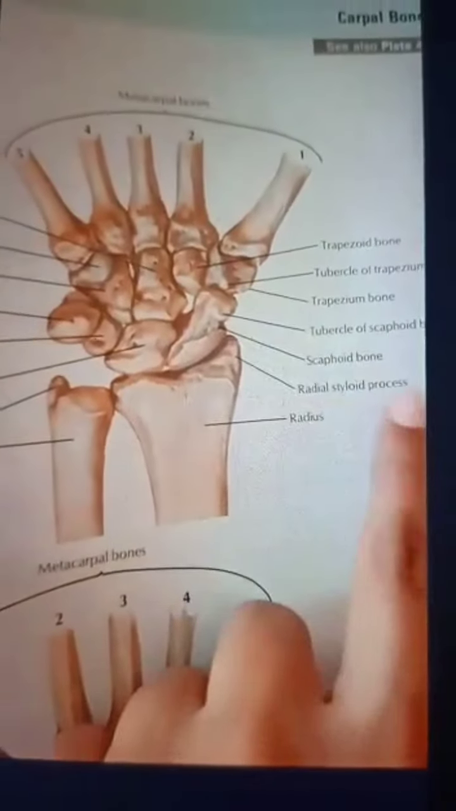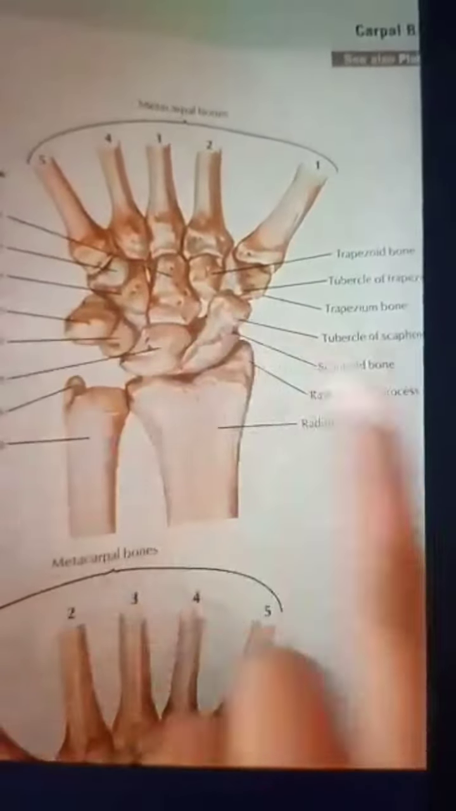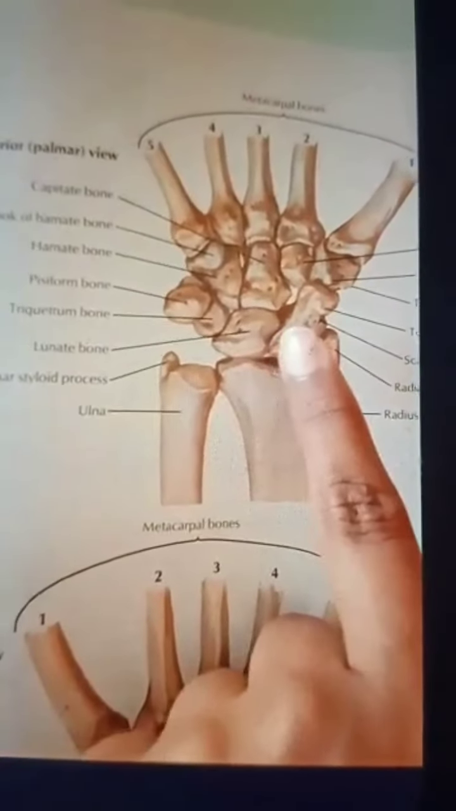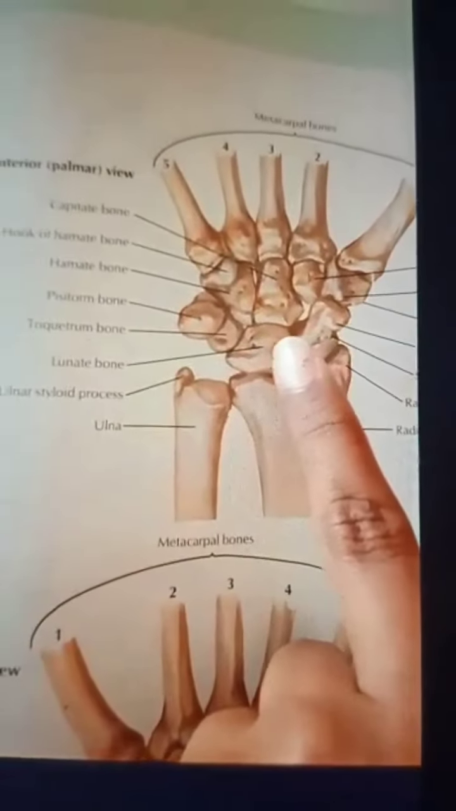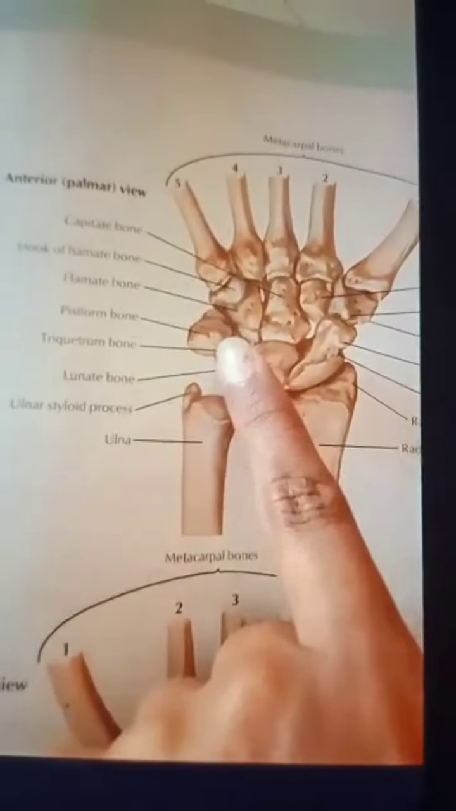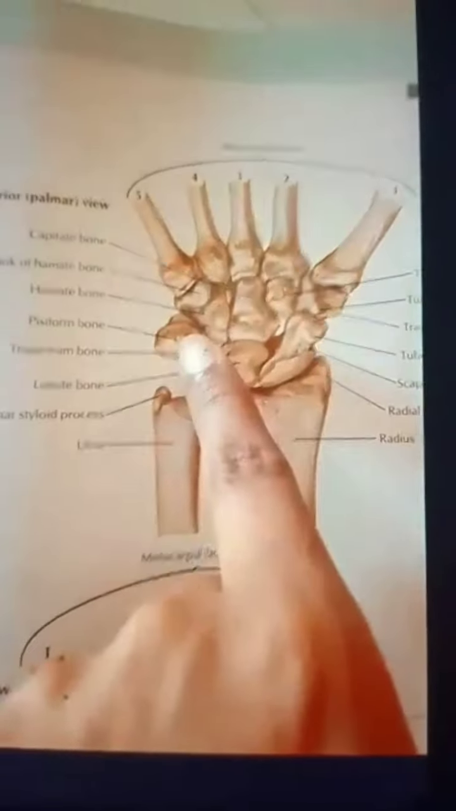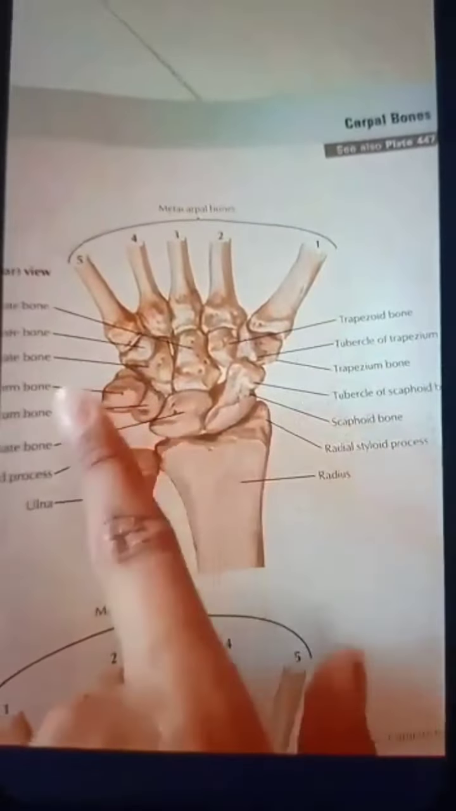And next let us learn about the wrist joint. In the wrist joint we have the carpal bones, that is the proximal row, lateral to medial. So you can see the proximal row from lateral to medial side. First we have our scaphoid bone, next we have our lunate bone, next we have our triquetrum bone, and next we have our pisiform bone. So this is from lateral to medial. So on the medial side we have pisiform and on the lateral side we have scaphoid in the proximal row.